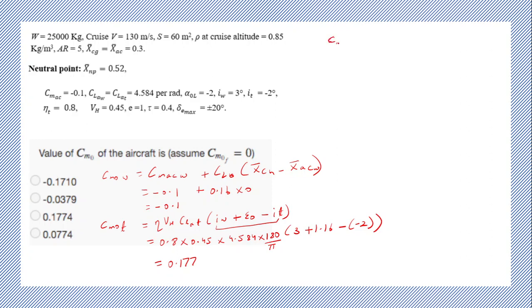So the overall Cm naught is Cm naught of the wing plus Cm naught of the tail. Cm naught of the wing is minus 0.1 plus 0.177 as fourth digit here. So you get it as 0.0774. So the overall Cm naught of this aircraft is positive. So you can trim the aircraft at a positive angle of attack. Okay. Is this clear? Can I go to the next question?